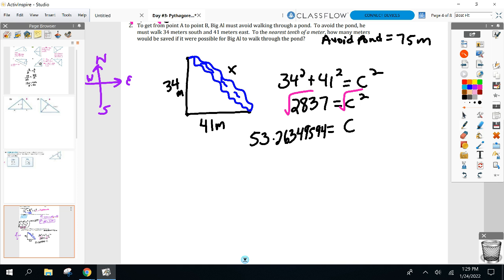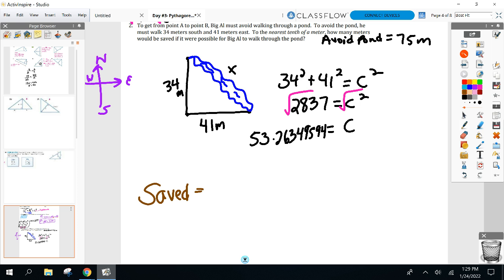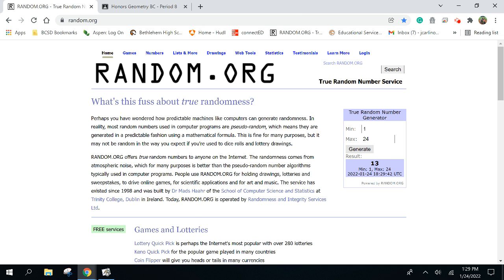So now let's talk. Saved meters. How do you calculate how many meters you would have saved by walking through the pond? Matt, how much could you save? Tell me how to get there. You subtract that from 75. Good. 75 minus that number. Now you can round to the nearest tenth of a meter. How many meters would Big Al have saved? When you're ready.